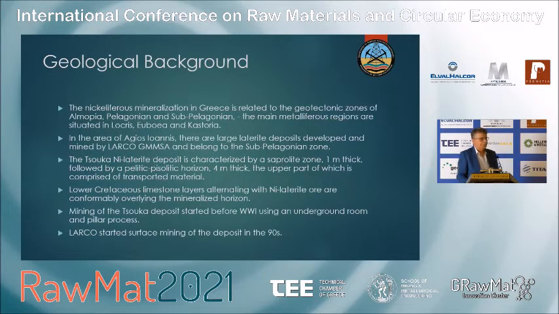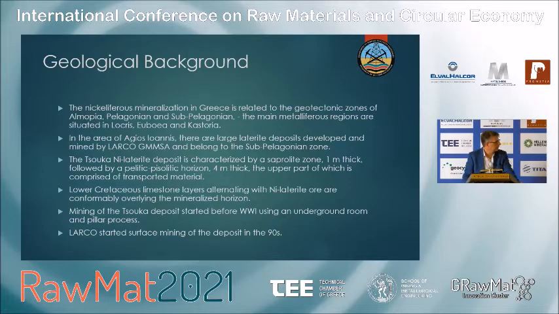So our case study is the Chuka deposit again. It gets really popular today. This is the second presentation about this deposit. As most people know, the nickeliferous mineralization in Greece is related to the geotectonic zones of Almopia, Pelagonian and Subpelagonian. The main metalliferous regions are situated in Lokris, Evia and Castoria. In the area of Agios Ioannis, which is in central Greece, there are large deposits developed and mined by Larco and belong to the Subpelagonian zone.